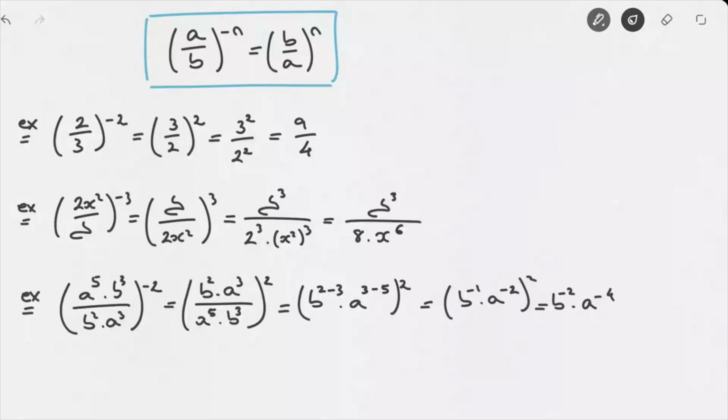We could go one step further and state that this is equal to 1 over b to the power of 2 times a to the power of 4. And so that's how we can use this law for negative exponents.